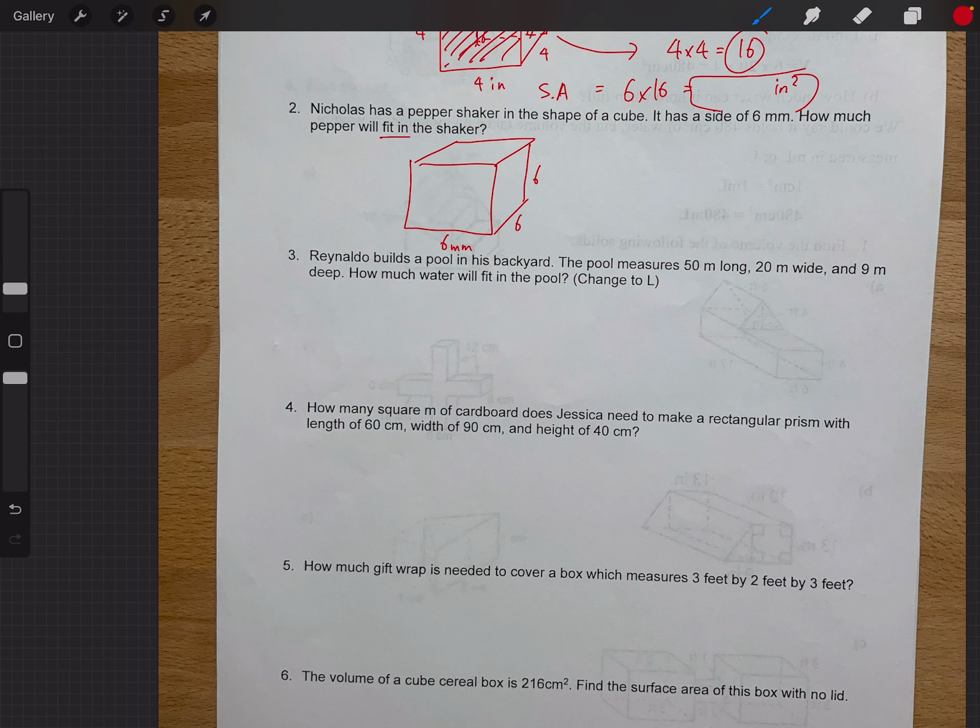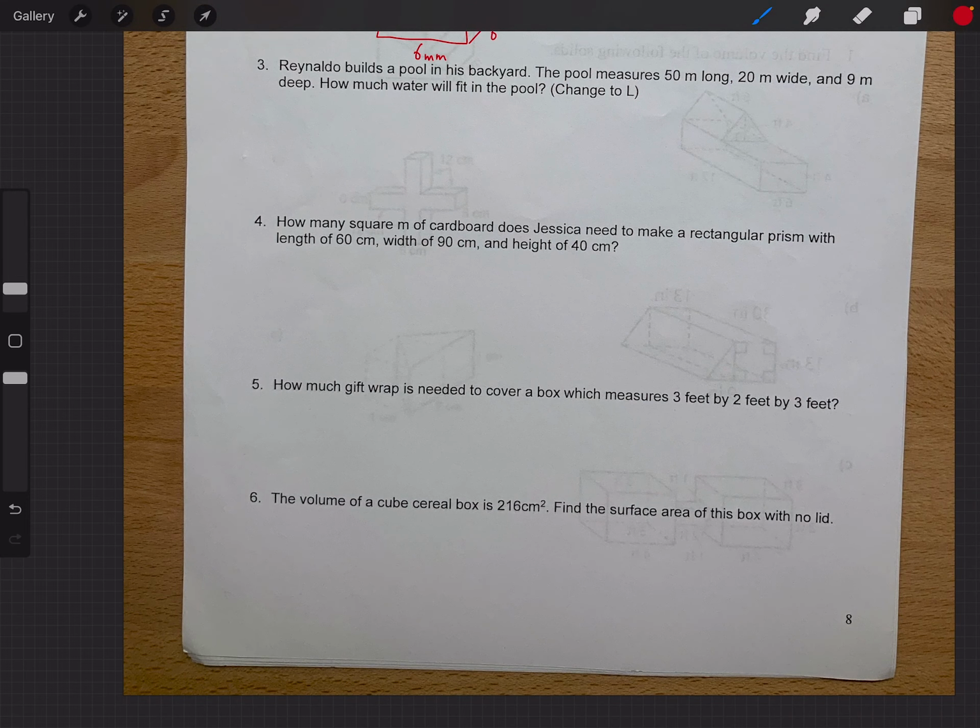Now it says fit in the shaker, which means we're looking for the volume. So it's asking you to find the volume of this cube. Now volume is equal to the side times side times side. You can work that out on your own. Question 3.